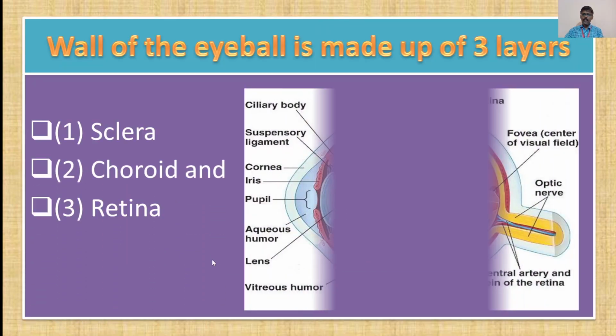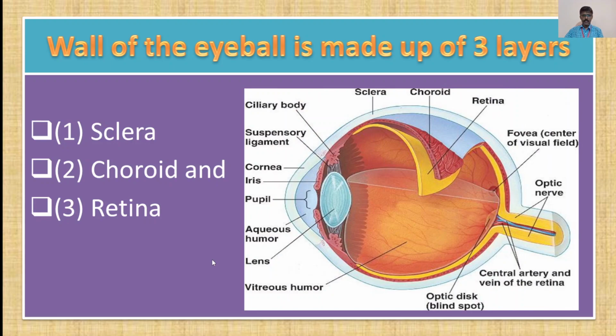The wall of the eyeball is made up of 3 layers. Now I will explain in detail. You are watching the diagram in front of you on the screen. The first wall of the eyeball is called the sclera. The second wall is called the choroid, and the third wall is called the retina. In this diagram, you are going to see the vertical or longitudinal section of the eyeball. All these structures are shown in a clear manner.